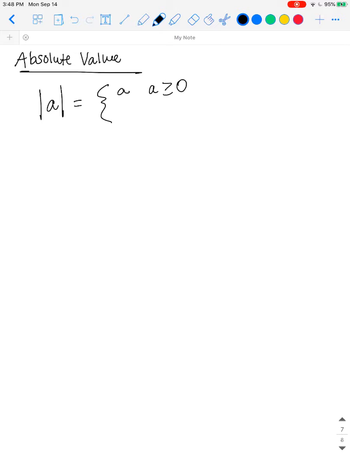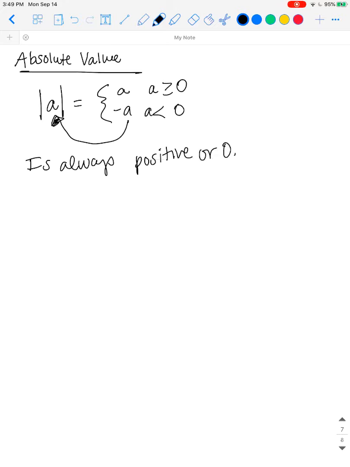And then our last thing for this video is just going over absolute value. So for the absolute value of A, we know that A is either positive or A is going to be negative. So these are basically what's going to be in there. So our absolute value is always going to be positive or 0.